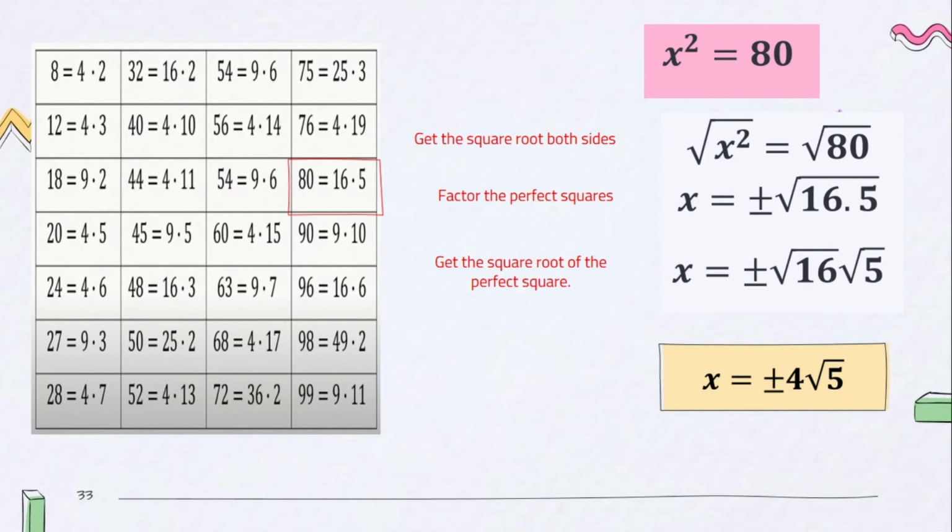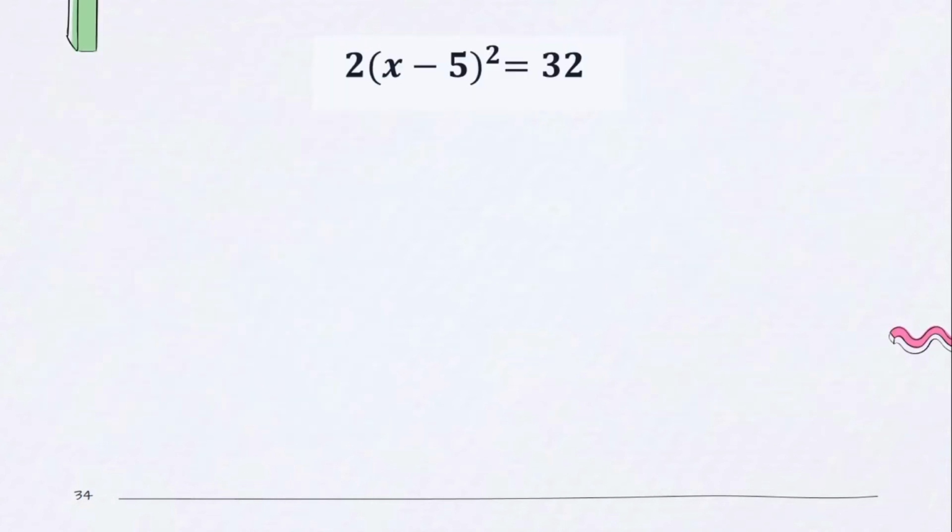16 is a perfect square, so we will take its square root and the answer is x equals positive or negative 4 times the square root of 5. Next. So, what if they give you this kind of example?